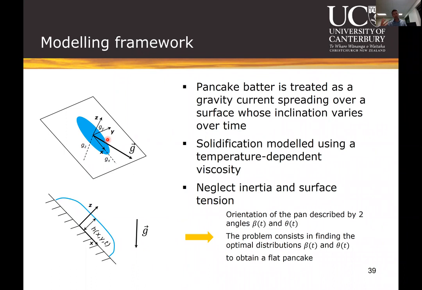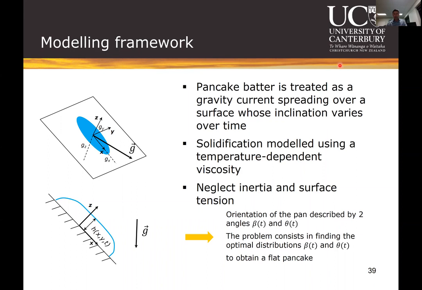But a much easier thing to do is to say that you are in a reference frame which is attached to the pan. Because the flow is gravity driven, the effect of gravity is simply a consequence of projecting the gravity vector in this fixed reference frame attached to the pan, which creates components of gravity that are functions of time. So I've got the acceleration g here, which when projected on x, y, z gives me the three components which are basically driving the fluid down the pan.